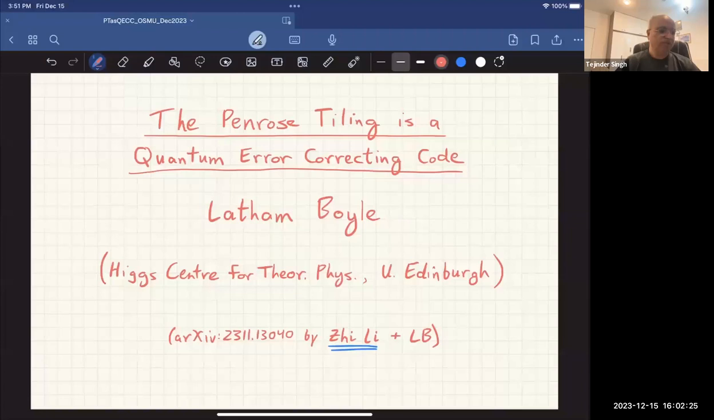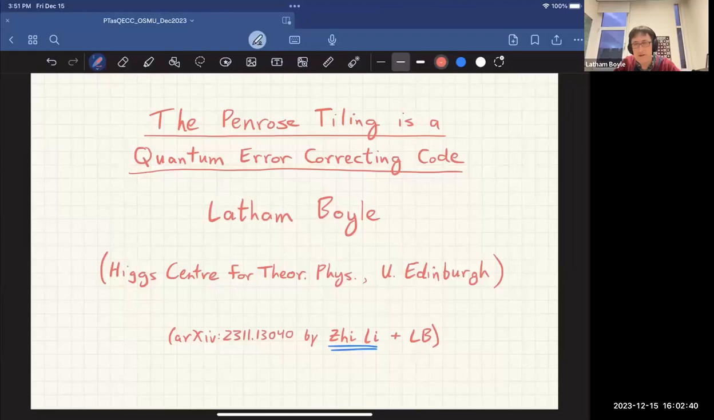So today, this is the topic of Latham's talk. The Penrose tiling is a quantum error correcting code. Really looking forward to it. Over to you, Latham. Okay, well, thanks so much for the introduction, Tejinder.